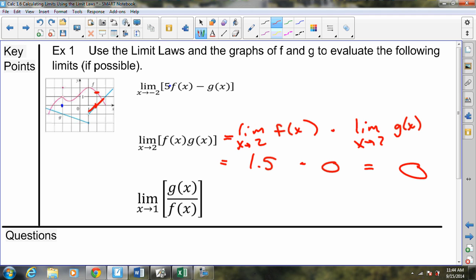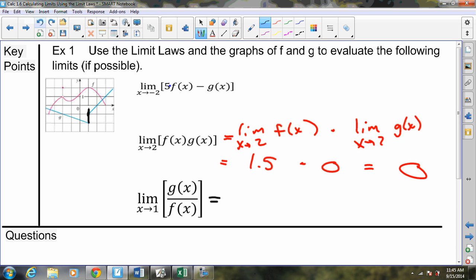Fortunately, we have the same pieces here. G of x over f of x as x approaches 1. Now, as I said, most of these rules are things that you will do, for the most part, in your head. It's not typical to actually write out this first line like we had done here in the red. More generally, you'll just look at it and say, what is the limit of g of x as it approaches 1? Well, there is 1.